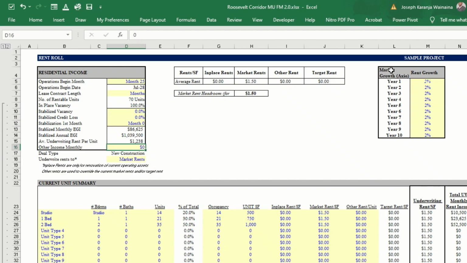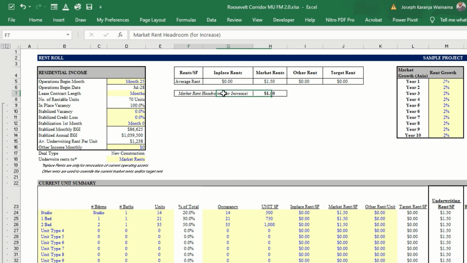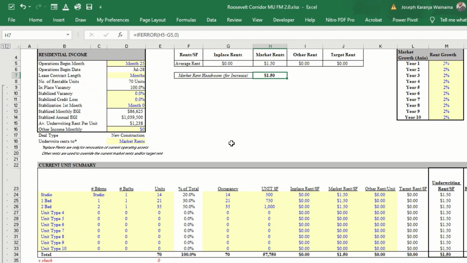I also have the market rent growth section here. These are the summary of the in-place rents, market rents, other rents, and the target rents. This calculates the market rent headroom for increases. If the underwriting rent is below the market rent, you can see what the headroom for a rent increase is, so that you can optimally analyze or underwrite the project.